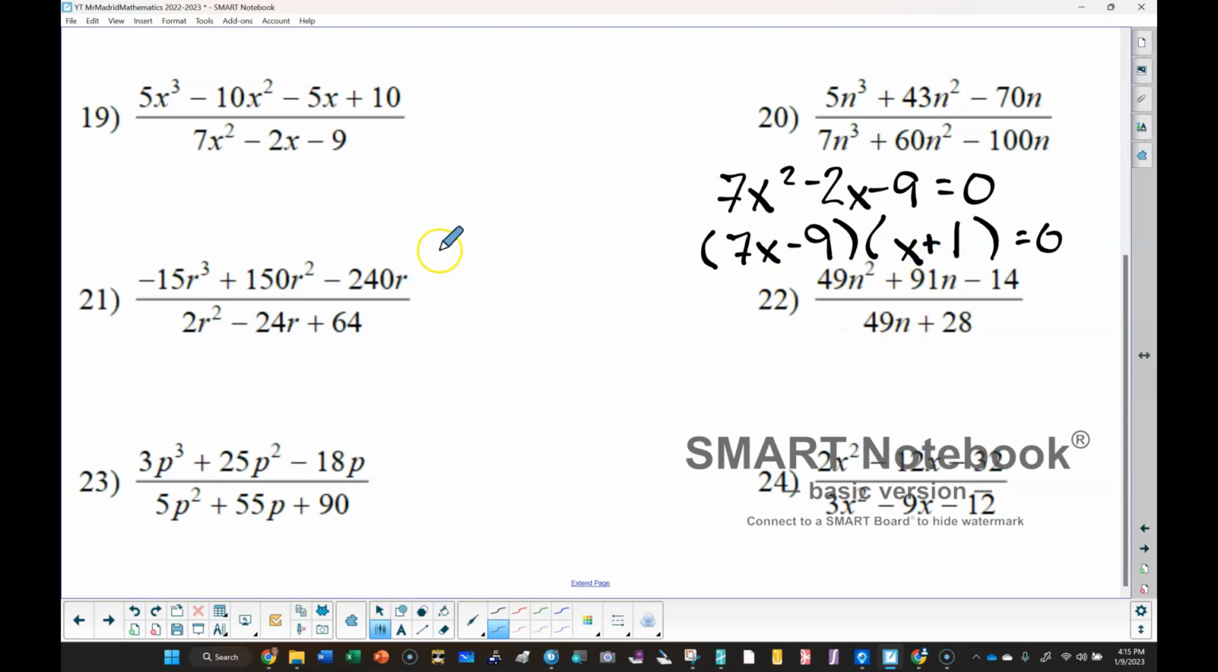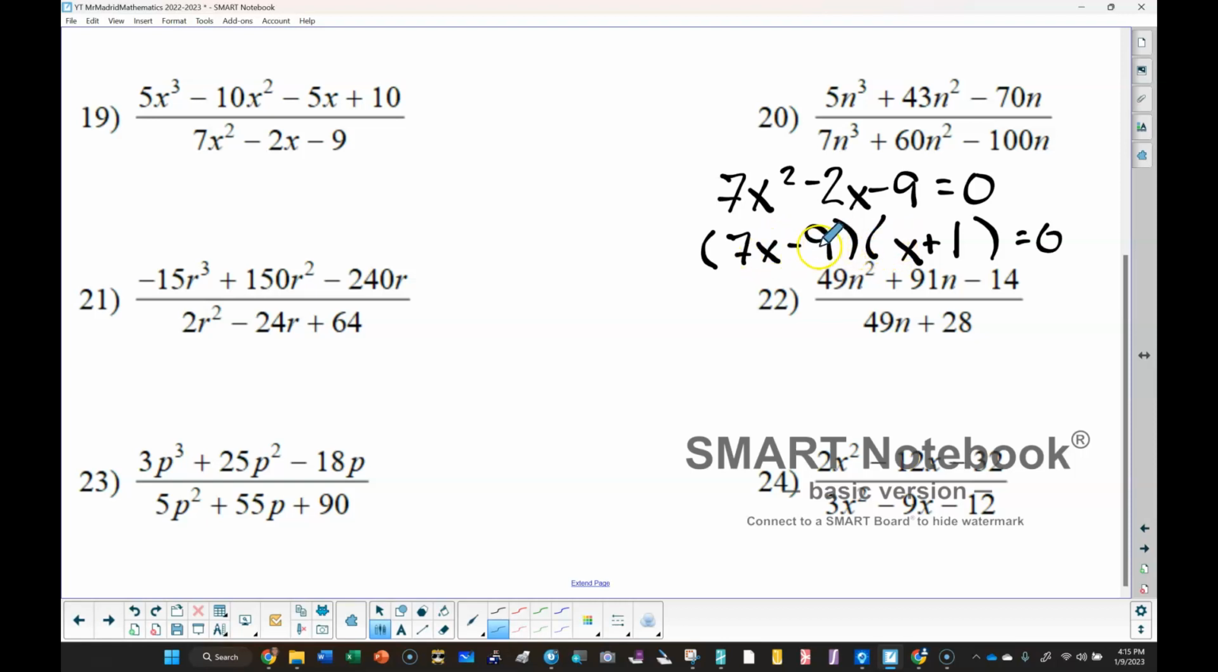So again, these are more advanced. So if you're comfortable, great. If not, master the other stuff. Maybe on the second day you can work more on this. But here's how I would check this. Check this out. You guys know FOIL, right? So 7x times x is 7x squared. Good. 7x times 1 is 7x. Negative 9 times x is negative 9x.